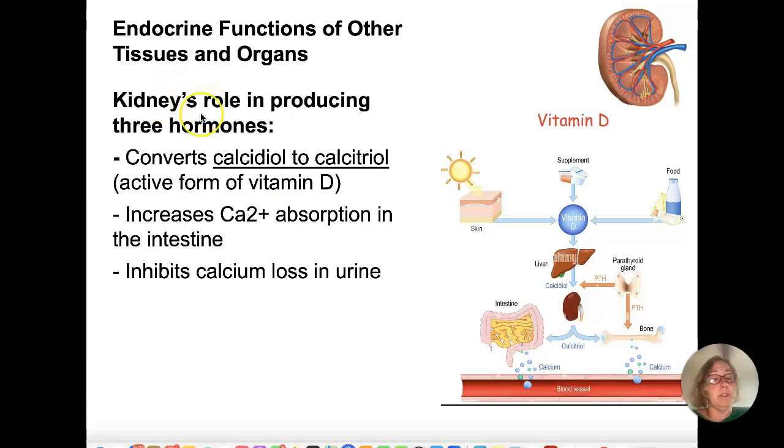Your kidneys' role in producing 3 hormones. So it will make a form of vitamin D. It will increase your calcium absorption in your intestines, and it will inhibit calcium loss in urine because your kidneys are all about urine. One of the main things it does is it looks at your vitamin D, right? This is crazy cool that your kidneys support so much of your body.